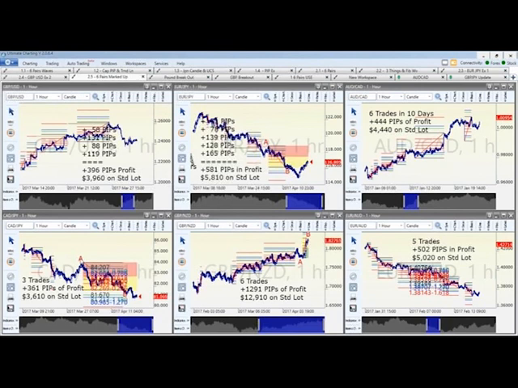The next one, the British pound, the Kiwi, the New Zealand dollar, 6 trades would have generated a whopping 1,291 pips, or over $12,000 on a standard lot. And the third one, the Euro Australian dollar, 5 trades, over 500 pips, over $5,000.